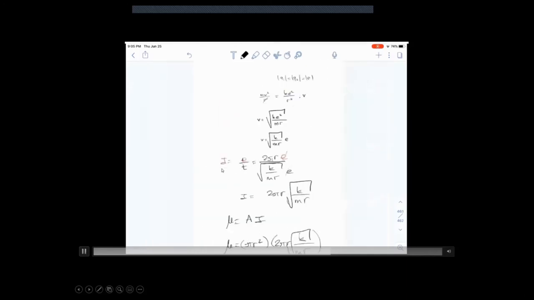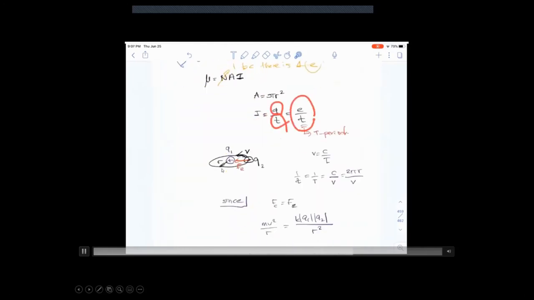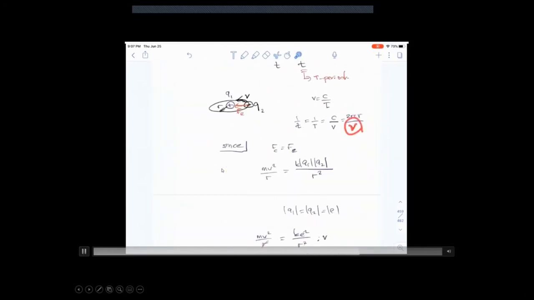Okay, and then what you could do is take a look at the dipole moment and look at its relationship to an external magnetic field. All right, so if there's an external magnetic field, the dipole moment is going to experience a torque until it lines itself up along the direction of the external magnetic field.